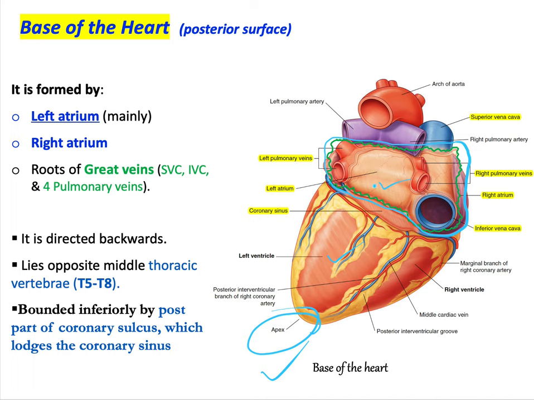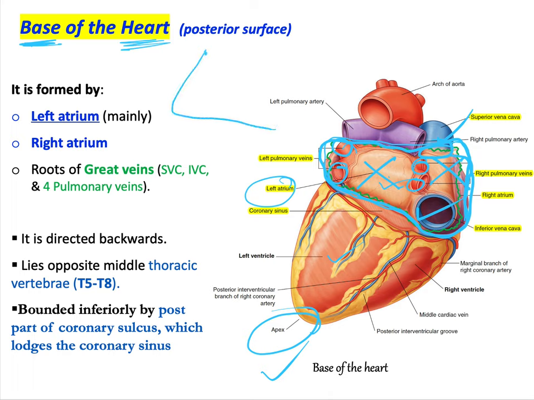So, this is the base of the heart. That's formed mainly by the left atrium and right atrium. And it has the roots of veins, including small veins like the pulmonary veins on the right and on the left. And you have the superior vena cava and inferior vena cava. So all of these structures located behind form what is called the base of the heart.